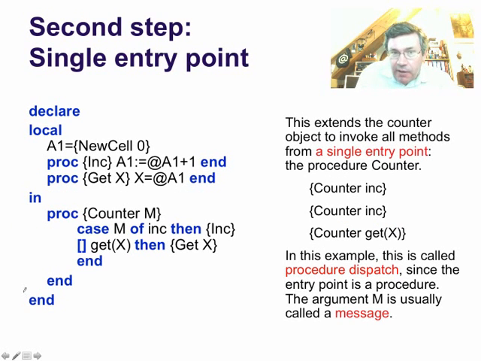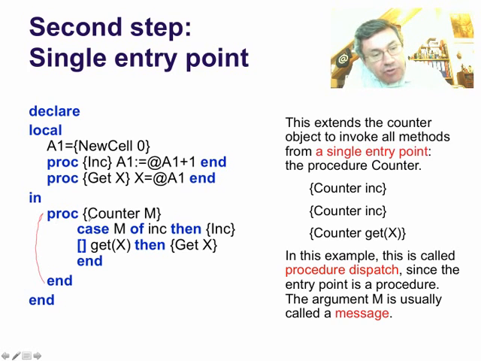The second step now is to give this data abstraction a single entry point. The single entry point, in fact, is a procedure, which we'll call counter, which has a single argument, and depending on this argument, we will execute one or the other method. So here the argument can be inc or get. And in order to choose the method inside the procedure, we use a case statement. So these arguments are in fact records, and they will choose the right procedure using the case inside. Since the entry point is in fact a procedure, this is called procedure dispatch.